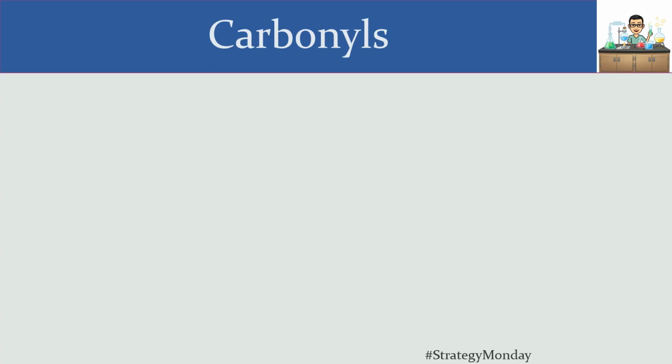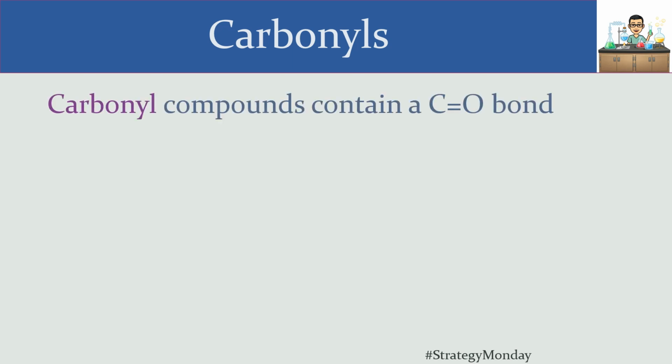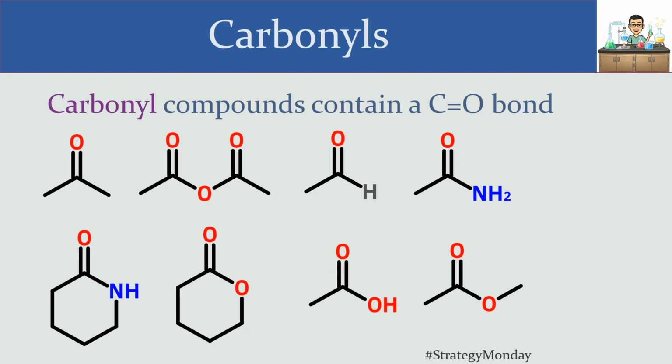Today we're going to talk about carbonyls, and carbonyls are rather biologically important. Carbonyl compounds are compounds that contain a carbon-oxygen double bond. That's all they need to have. Under that umbrella come a whole host of functional groups: ketones, acid anhydrides, aldehydes, amides, esters, carboxylic acids, lactones, lactams. There's a whole bunch of functional groups that are carbonyls.